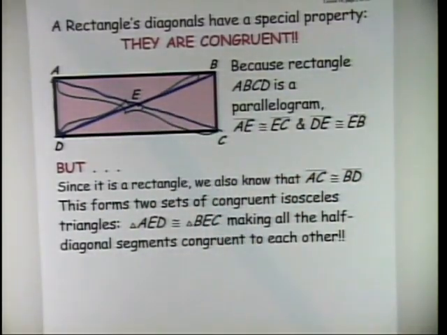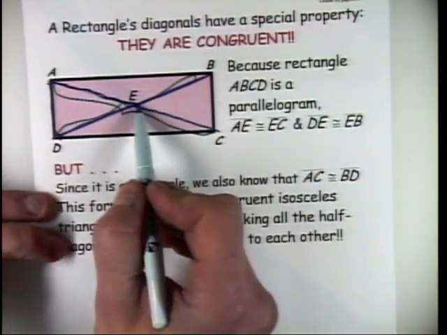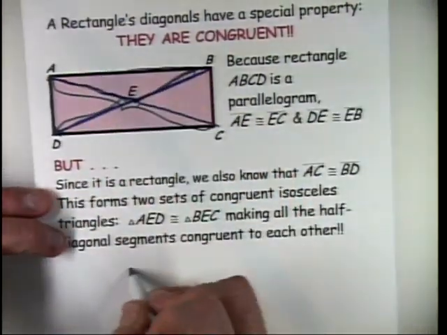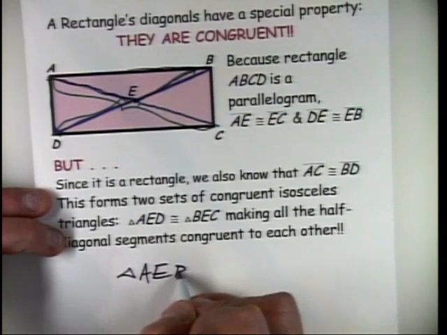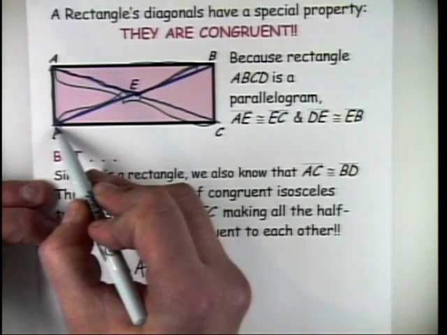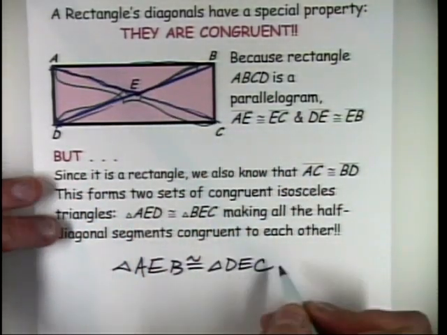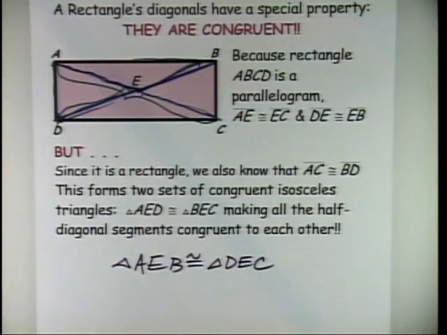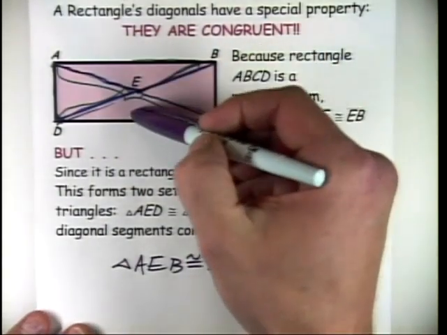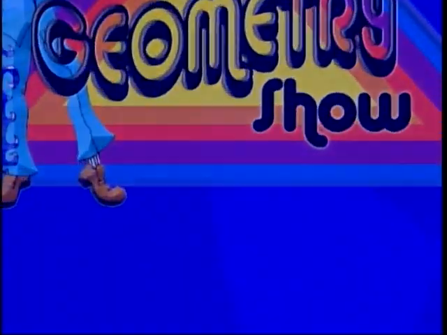We can also say that triangle AEB, this one up here, let me write it down here, triangle AEB is congruent to the corresponding triangle down here, triangle DEC. Those four triangles are not all congruent to each other, but the opposite isosceles triangles are congruent to each other. Okay? Let's look at an example with that.